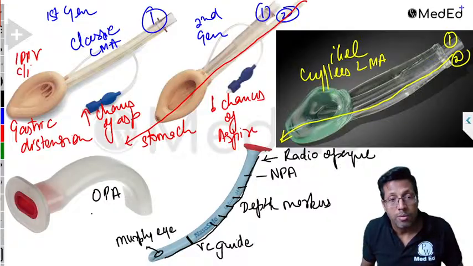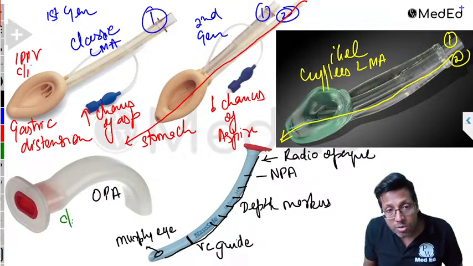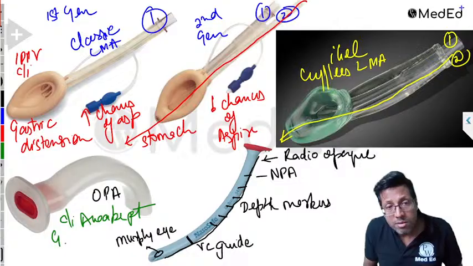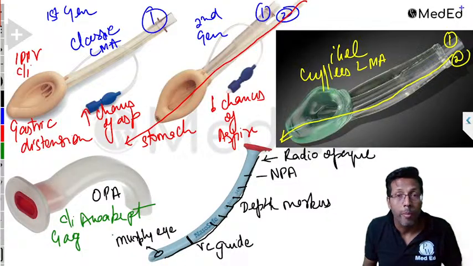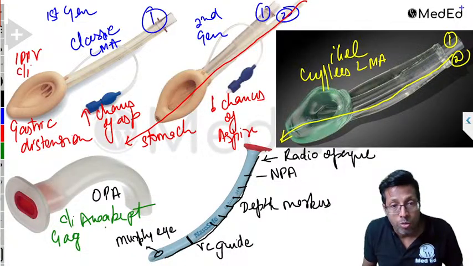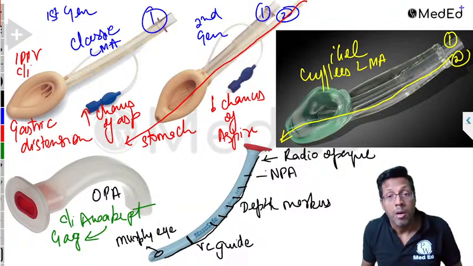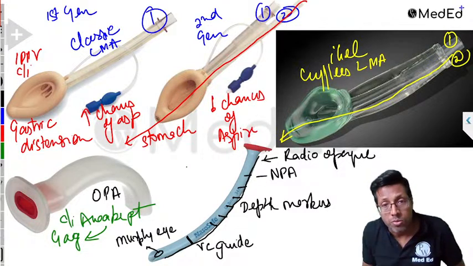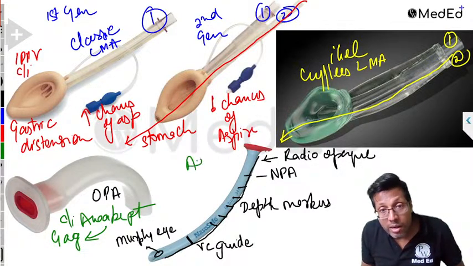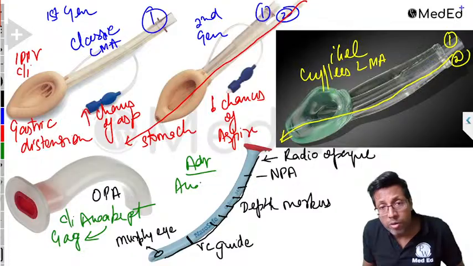Both these devices, oropharyngeal and nasopharyngeal, prevent the backfall of tongue. The point is that the oropharyngeal airway is contraindicated in an awake patient. If you use it in an awake patient, it will stimulate the gag reflex, leading to laryngospasm, vomiting, and aspiration. But the nasopharyngeal airway goes from the nose, so the biggest advantage is that I can use it in an awake patient. It prevents the backfall of tongue, the same thing, but because it goes through the nose, it bypasses the gag reflex.